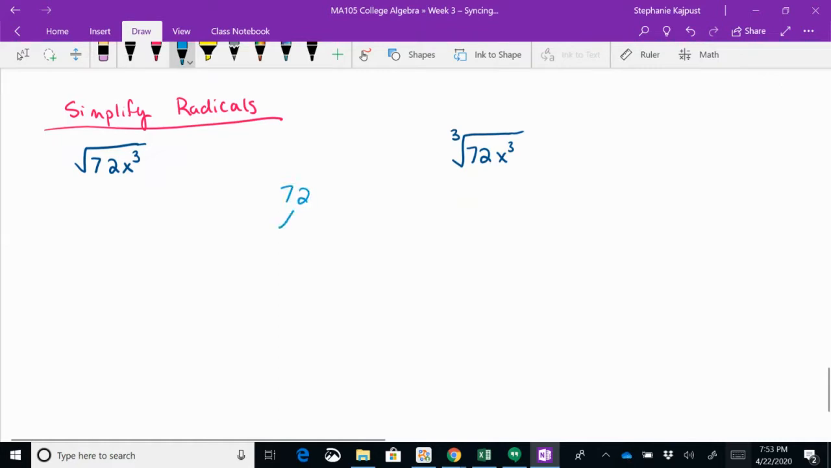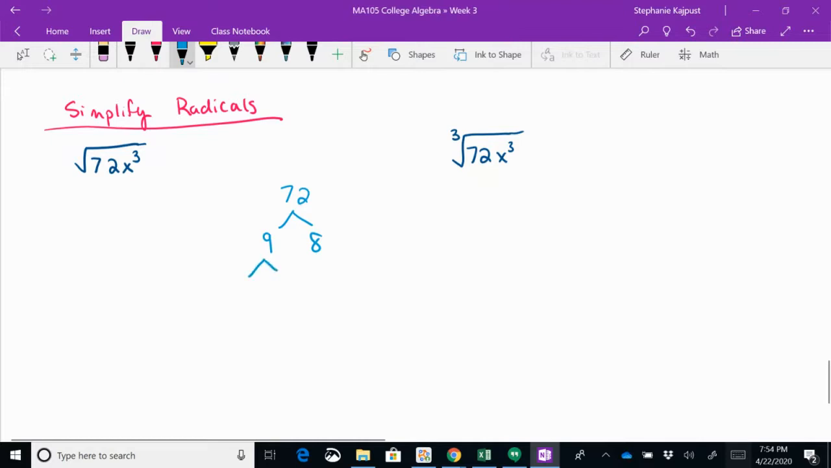So 72 is 9 times 8. I had to think about that. I was thinking, I almost pulled out my fingers. I don't know if you guys know the finger tricks for nines, but I almost just pulled those out.